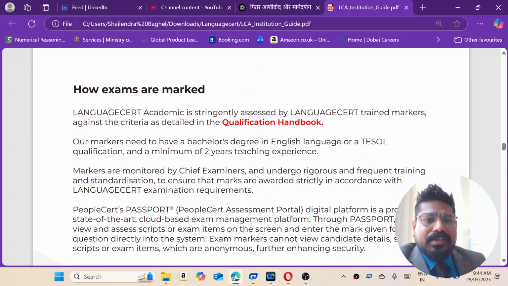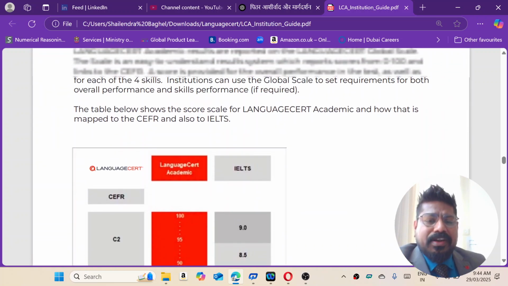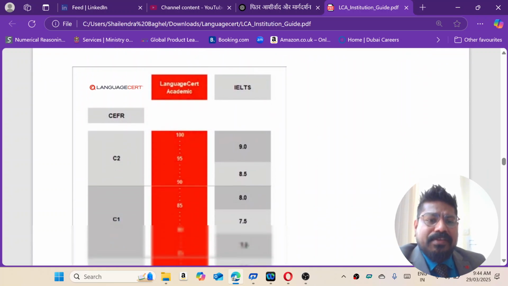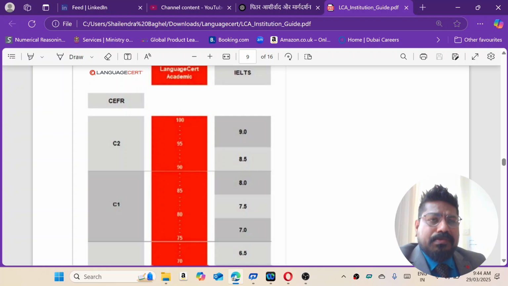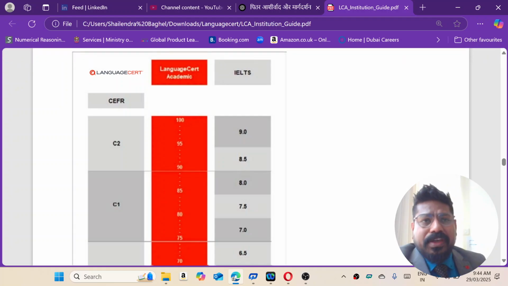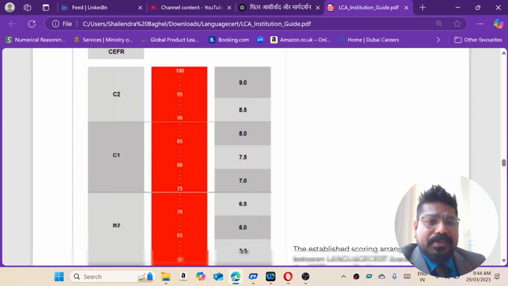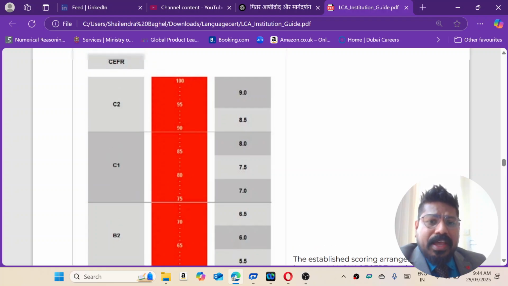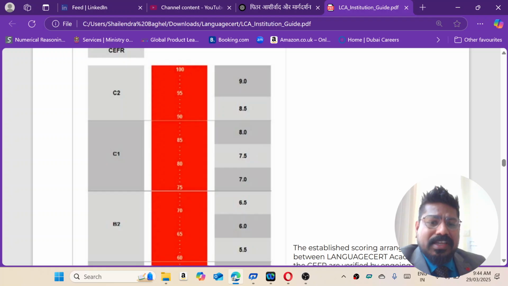And how exams are marked. Qualification handbook, I think I have explained this. CEFR level again. If you see the Language Cert Academic test result, CEFR level C2 is from 90 to 100. इसका जो काउंटर पार्ट आइल्स का होगा वो 8.5 to 9 का बैंड आता है. जो C1 है इन लैंग्वेज सर्ट एकेडमिक, इट इज फ्रॉम 75 to 89. एंड अगर इसका आइल्स काउंटर पार्ट देखेंगे इक्विवेलेंसी, तो वो आएगा 7.0 से 8.0 का बैंड.